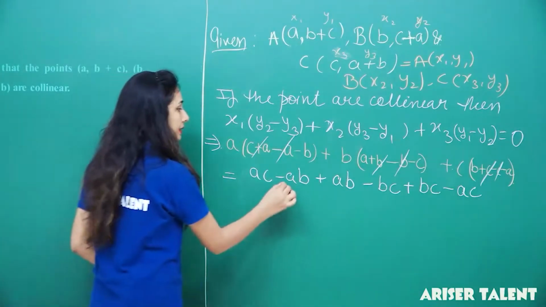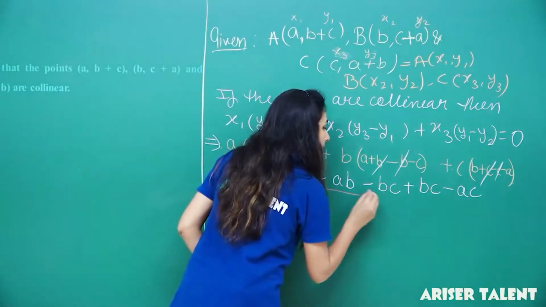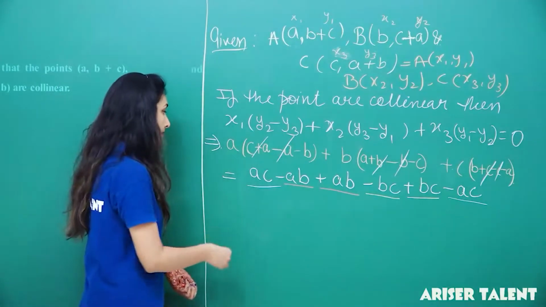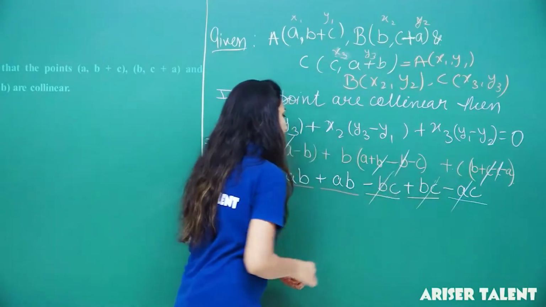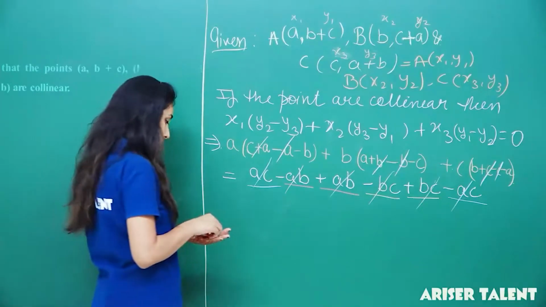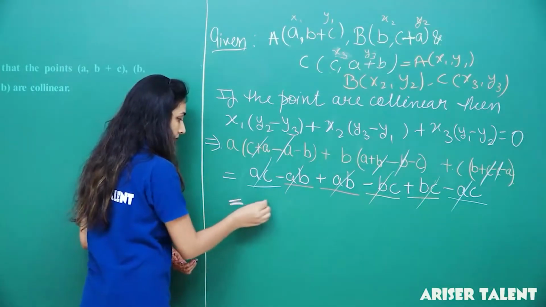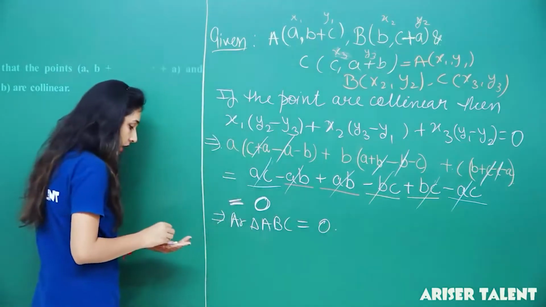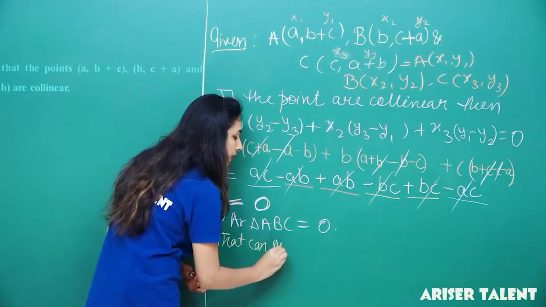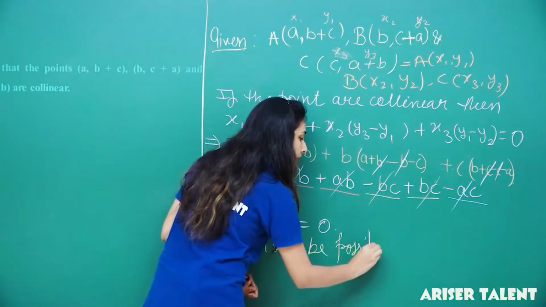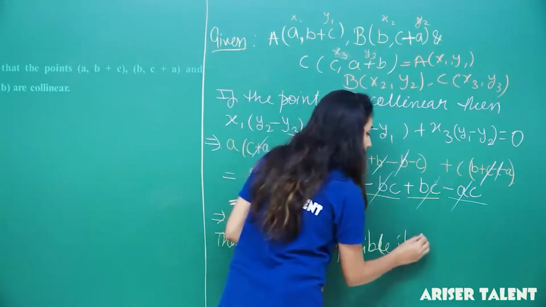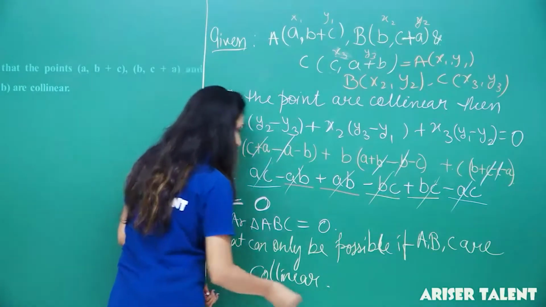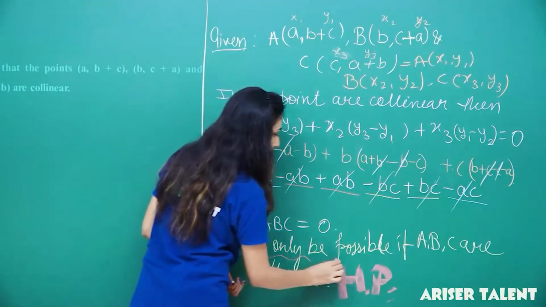Right. Now, students, this is minus AB, this is plus AB. Right, and there is a minus BC and this is a plus BC, and there is minus AC and there is plus AC. So, basically everything cancels out. Okay, so this is a big zero, which implies the area of triangle ABC equals 0. Now, that can only be possible if A, B, C are collinear. Hence proved.